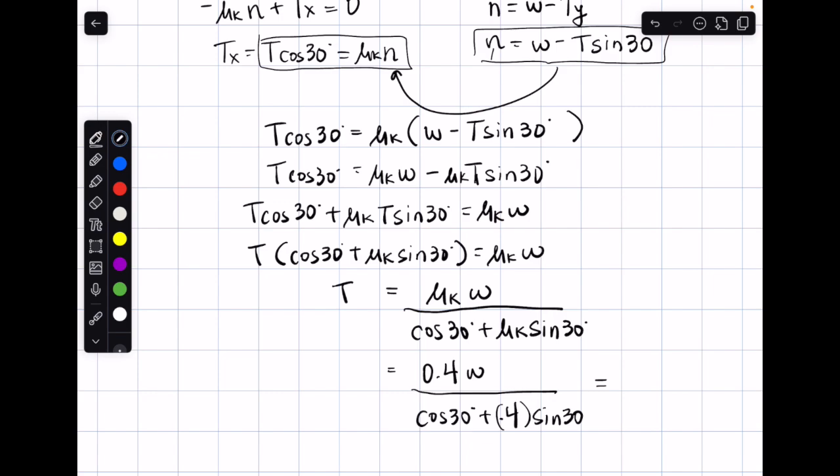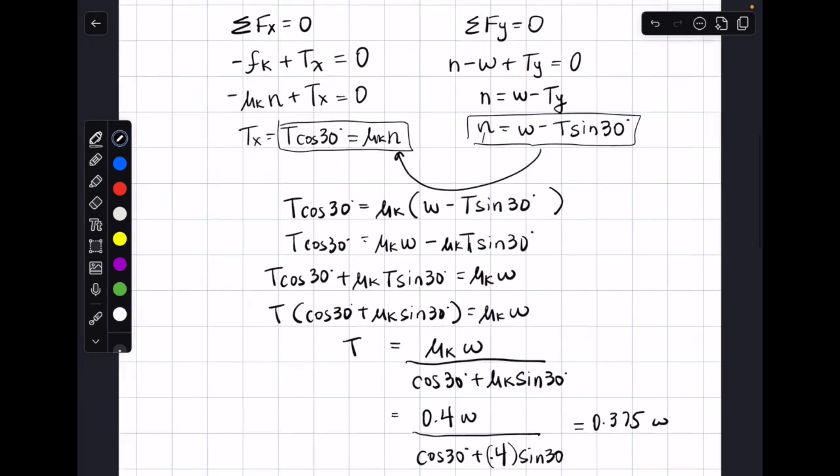Let's make sure I put enough parentheses in there. Oh, missing one right there. And so that becomes 0.375 times the weight. So the amount of tension or the amount of force I need to apply to that rope to keep that crate moving at a constant velocity to overcome the friction is going to be roughly 37% of the weight of that crate itself.